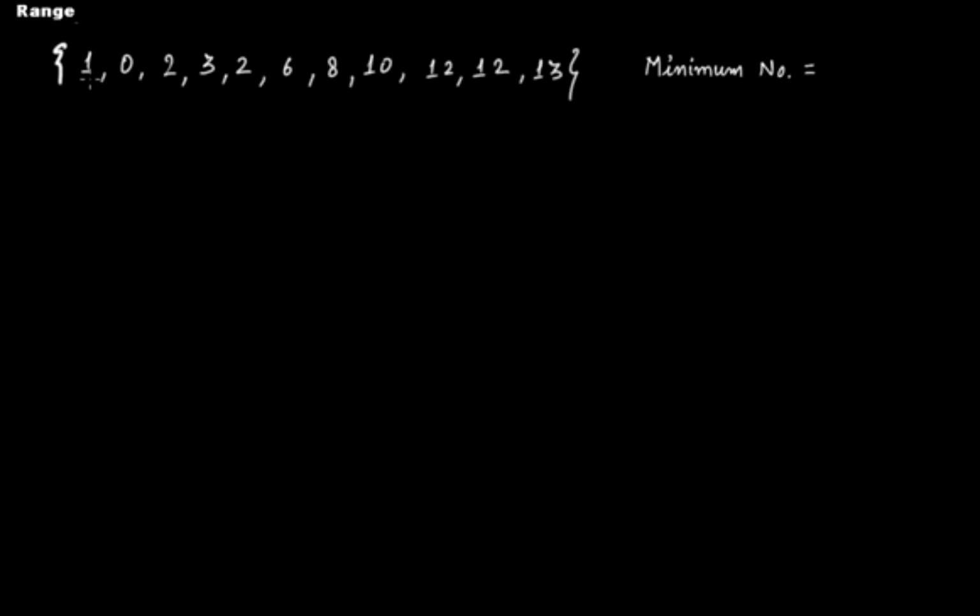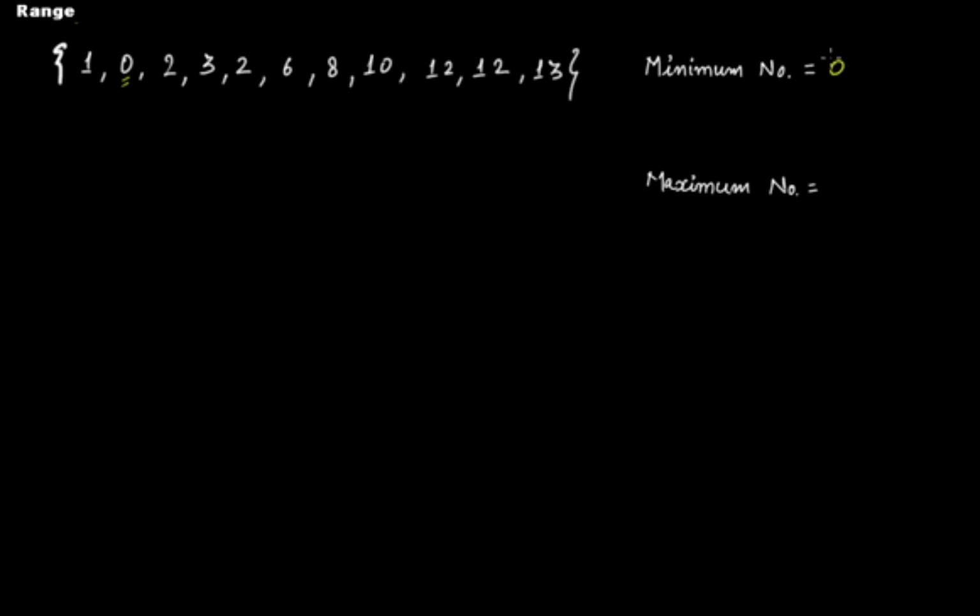Now you can see that it's 1, then you have 0, then 2, then 3, then 2, 6, 8, 10, 12, 12, 13. Okay. The best way would be that you first arrange them in ascending order so that the chances of making mistakes in finding the minimum number and then the maximum number is very low. If you arrange them in ascending or descending order, that will be very good. Anyways, you can proceed without even arranging them, but you'll have to be very careful. So in this case, you will see that the minimum number is 0.